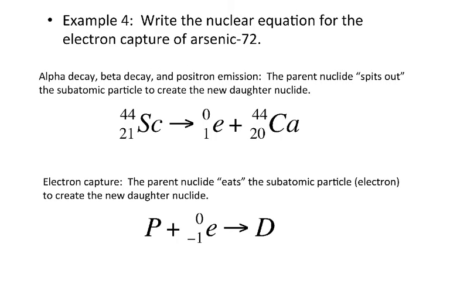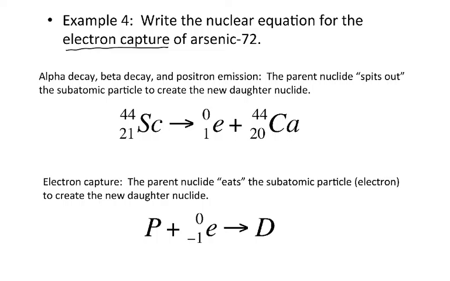All right, so the last example is for electron capture. So we want to write the nuclear equation for the electron capture of arsenic-72. So I've got a little bit more information here. And the reason I've got this extra information is because electron capture is a little different than the other three that we did. So we've done alpha decay and beta decay and positron emission. And for all of these, I start out with the parent nuclide. It then spits out a subatomic particle and we get the new daughter, right? So it's always, I start with one thing on the left, and then that splits into two things on the right.